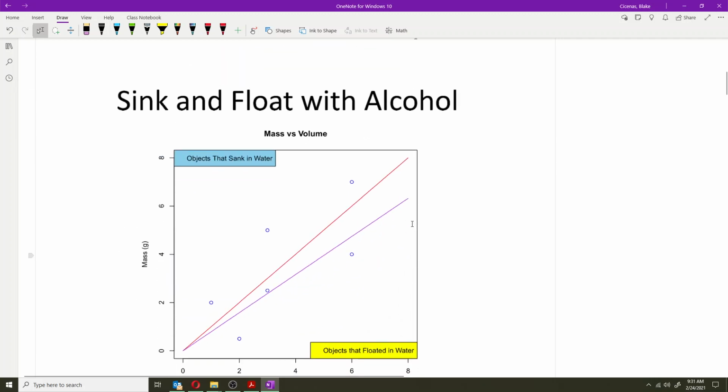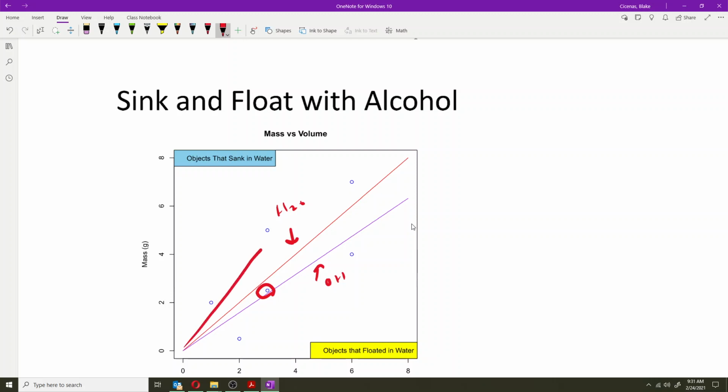Sink and float with alcohol. I think I went over this last time, but basically, if we have our water line from two classes ago, and let's say I create an alcohol line, then there'll be objects in between them. In this case, it will float in water because it's below it, and then sink in alcohol. And then we could do this for all sorts of things.